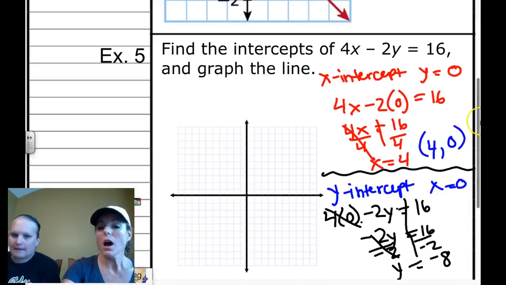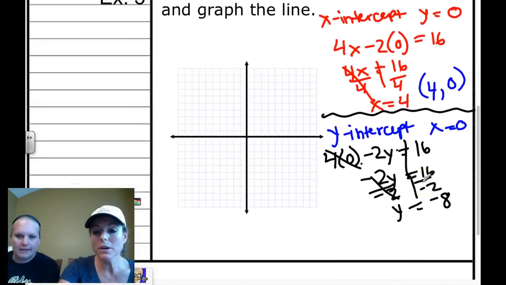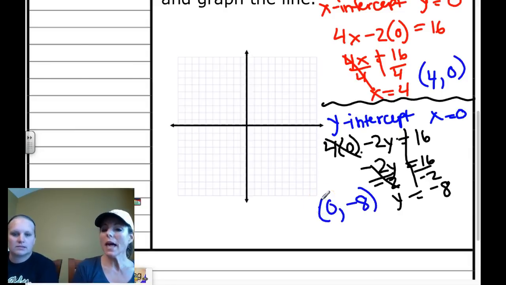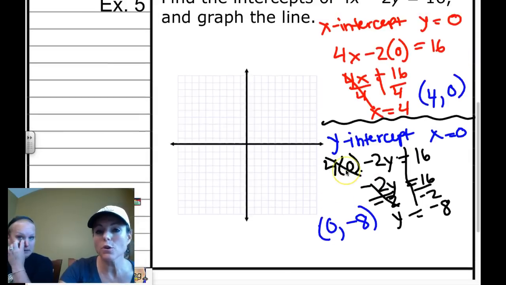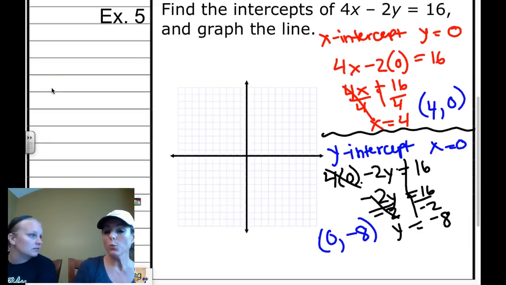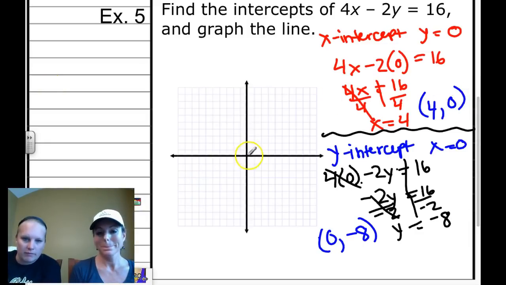Again, let's write our point. Our point is going to be 0, comma, negative 8. If it says graph, the directions, if you go back and look, were find the intercepts and graph. So really, to graph this, we have 2 points. We're going to plot them. I'm going to plot 4, 0. So I'm going to go over 4, 1, 2, 3, 4, and not up or down any. And then 0 means not left or right, but down 1, 2, 3, 4, 5, 6, 7, 8. And all we're going to do now is connect the dots.